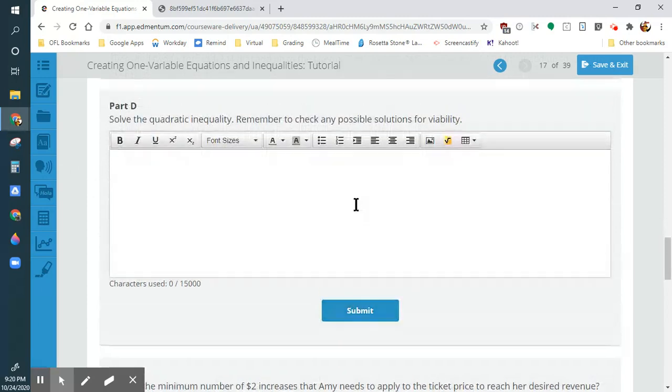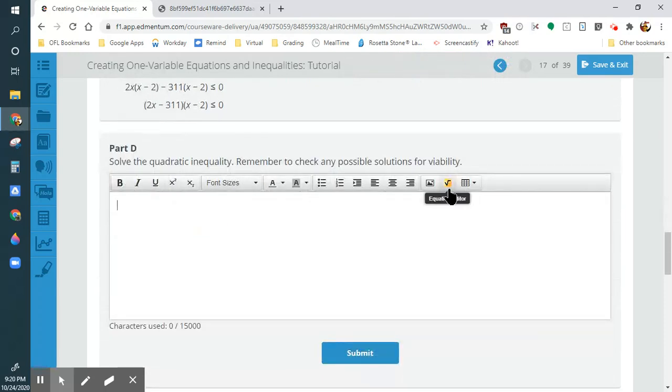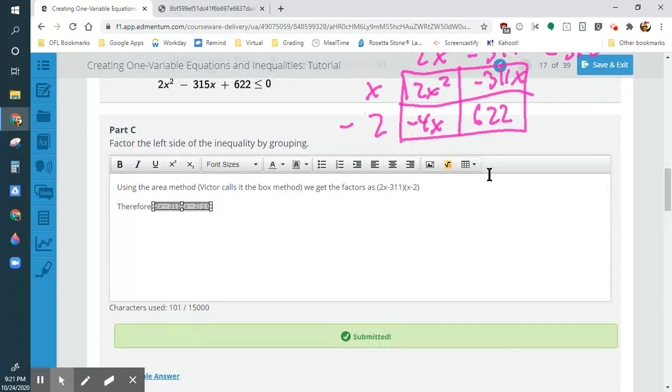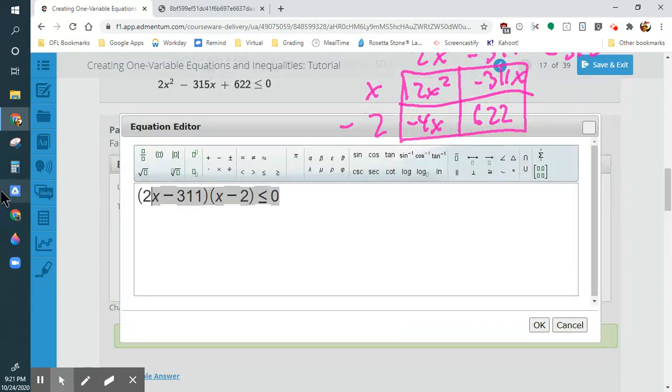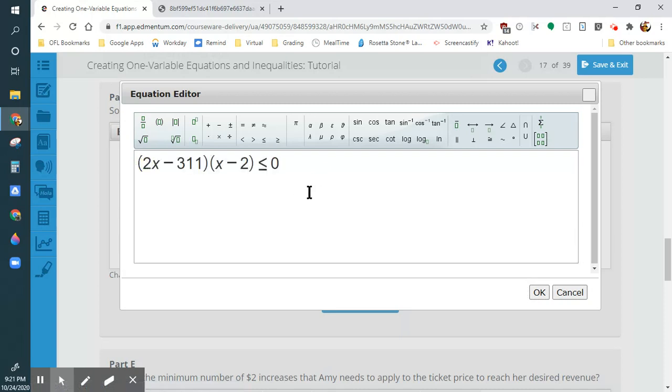Solve the inequality for a viable solution. So we're going to grab this, Control C, Control V, Control V, equation editor. See, apparently it doesn't like us doing the equation editor within an equation editor. But if you go inside the equation editor and take it, then you can do this.